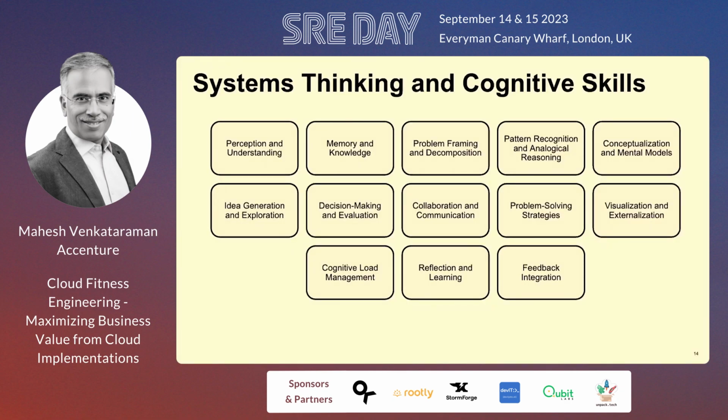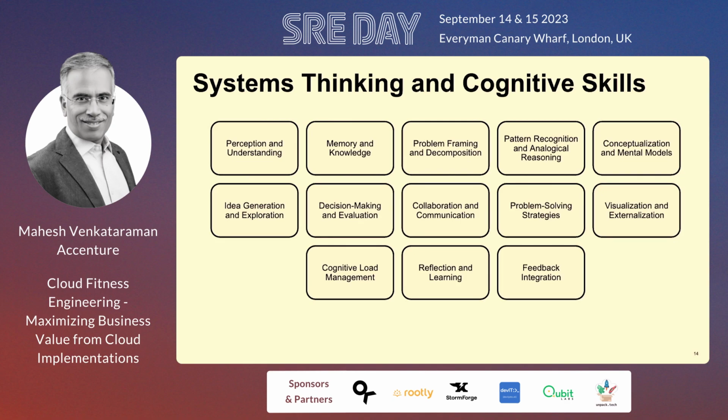So cognitive skills: your memory, your perception, understanding, problem framing, pattern recognition, conceptualization. These are going to be very important going forward when the platform economy takes off. More and more platforms will come into production. I think systems thinking and cognitive skills must be encouraged rather than just depending on tools. Tools are a means to enable thinking and decisioning.